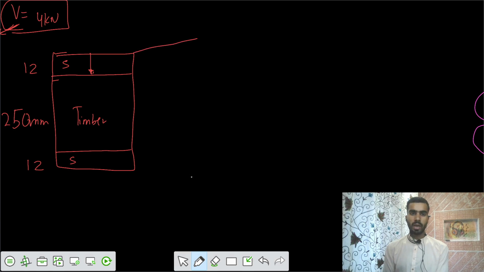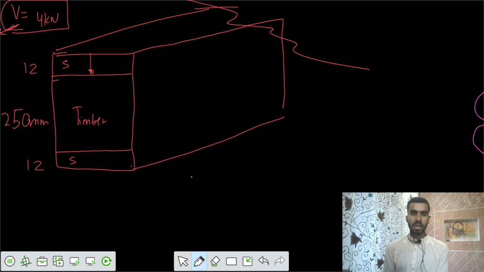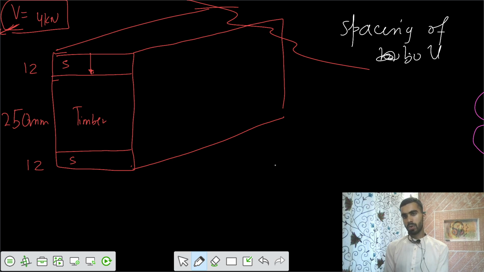If you have this in the longitudinal direction also, there is some continuity in the section. And there is one concept, the spacing of those bolts or nails. Let's talk about bolts. You drive a bolt here, and similarly from the bottom there is some bolt.